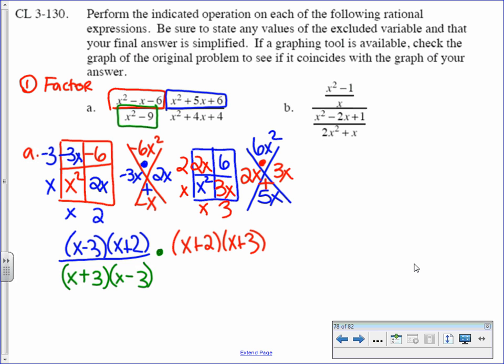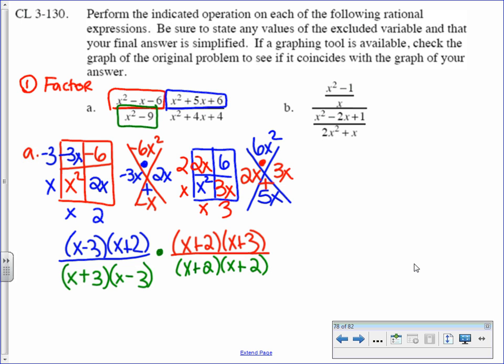Okay? And then finally, this one's denominator. It says x squared plus 4x plus 4. This is actually the perfect square trinomial. It's going to be x plus 2 times x plus 2, because the 2 times 2 is 4 and 2 plus 2 is 4, the middle term.